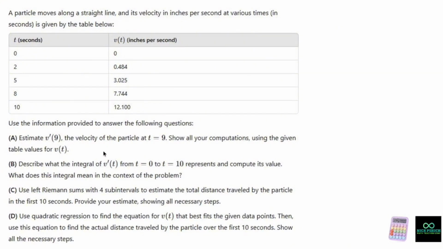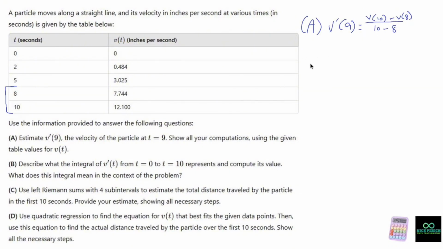So if I'm going to estimate V prime of 9, why don't I estimate the slope between 8 and 10? Because 9 just so happens to be in the middle of that. So for part A, V prime of 9 is going to be the slope formula connecting 8 and 10. So we'll do V of 10 minus V of 8, over 10 minus 8.